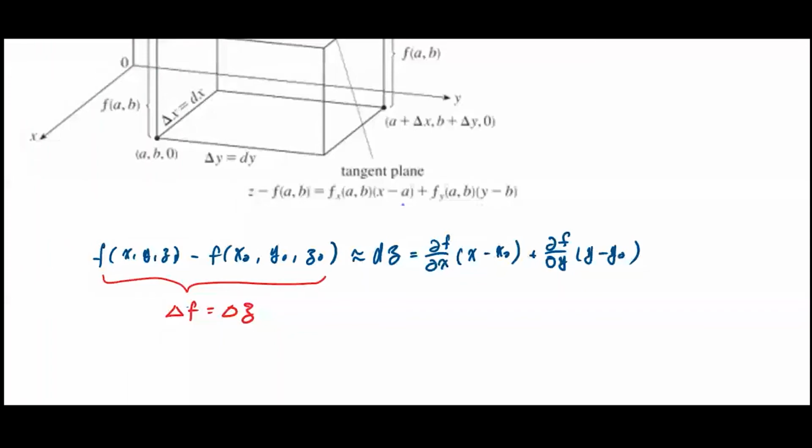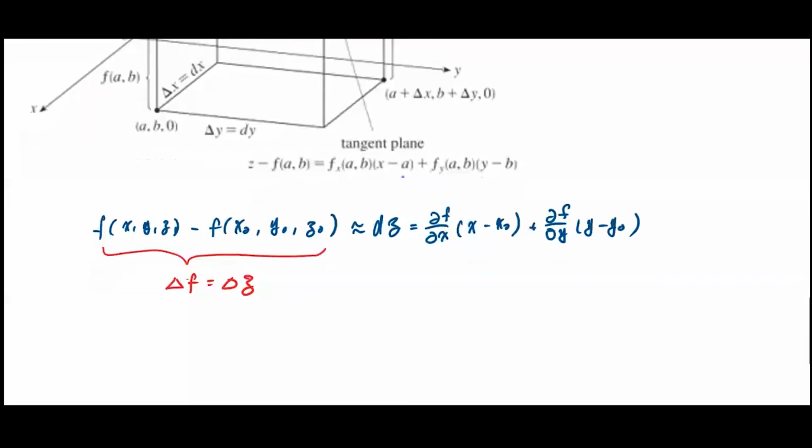Are we good? So what we call differential, this thingy, is the same as the derivative times dx, where we set dx equal to x minus x naught, plus the derivative times dy, isn't it? So this is what dz is. Good? Are we good? Now here's a scary symbol, okay?